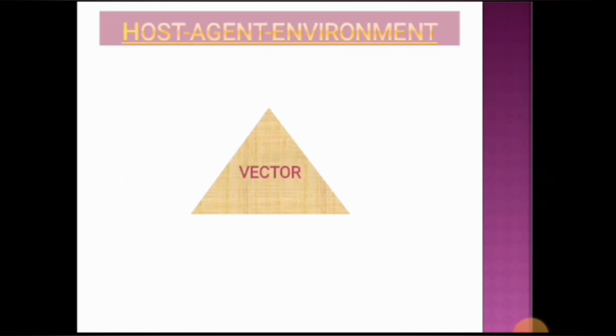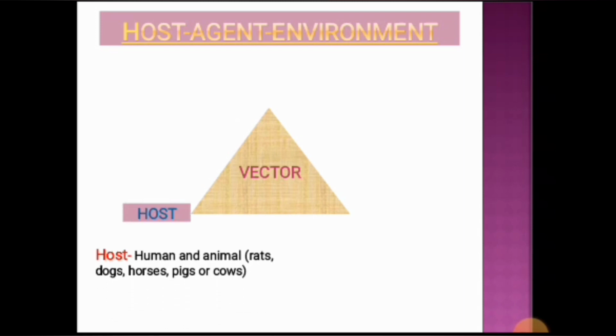Okay. Now the host, agent and environment. What is the host, agent and environment of this disease? The host is human and animal. The animals are rats, dogs, horses, pigs or cows. As we have already discussed, this disease is a zoonotic disease, that is, a disease that is transmitted from vertebrate animals to humans. Here the vertebrate animals are rats, dogs, horses, pigs or cows.